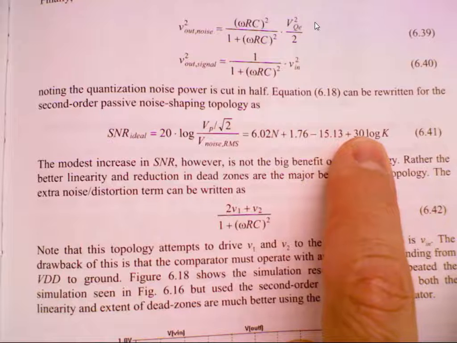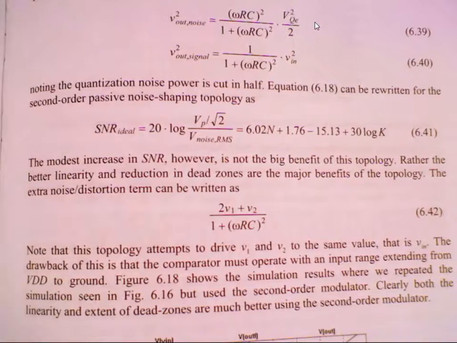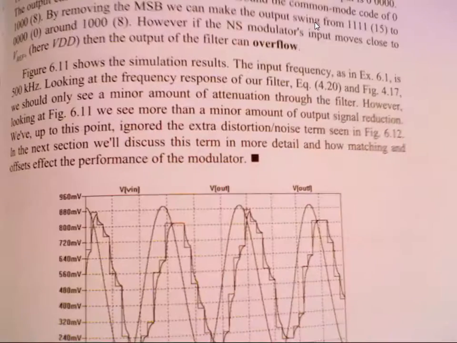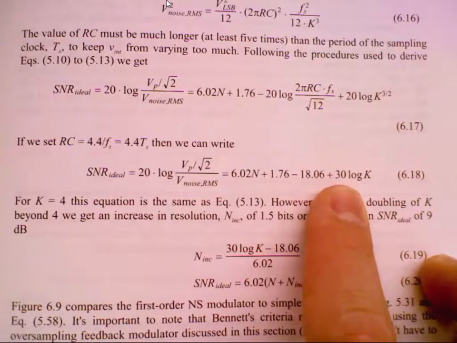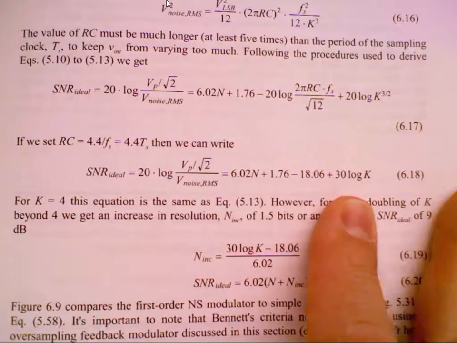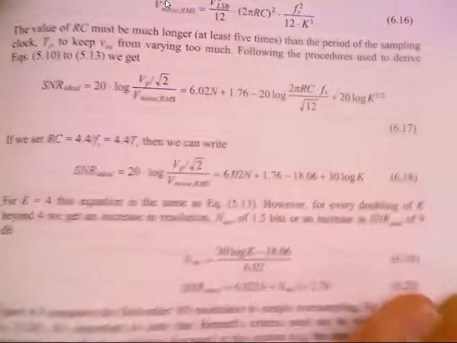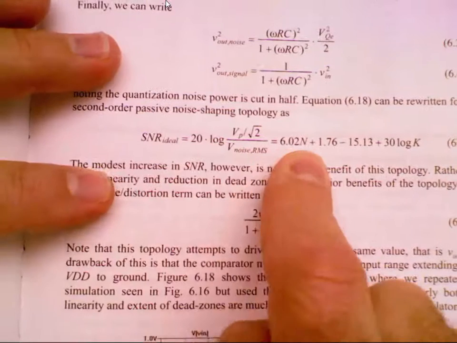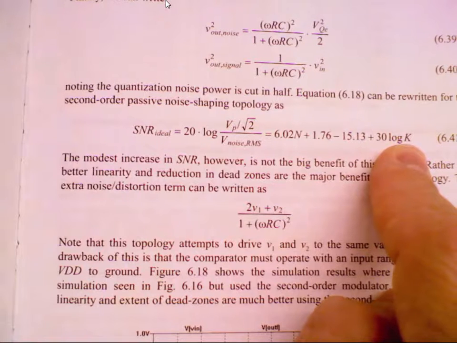How can I tell it's the same as the first order? Yeah, it's the same 30 log, same thing here, right? But you get better randomization, okay? Well, no, the thing here is you can use a 1-bit quantizer, but you can't use K of 2 or 4.